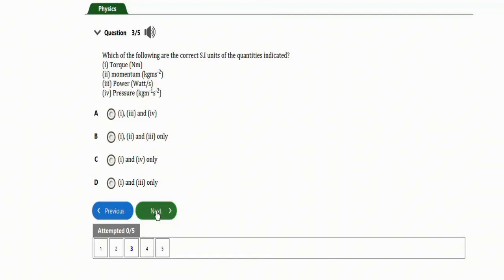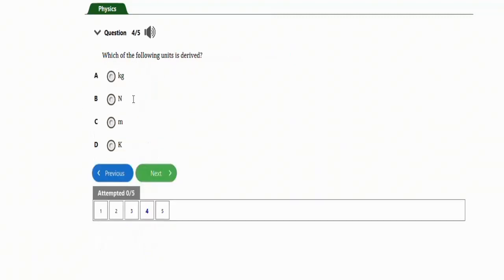So the next one is this, which of the following units is derived? So we have kilogram, we have Newton, we have meter, we have Kelvin. So the correct option is option B, Newton. Newton is the unit of force. Force is a derived quantity.